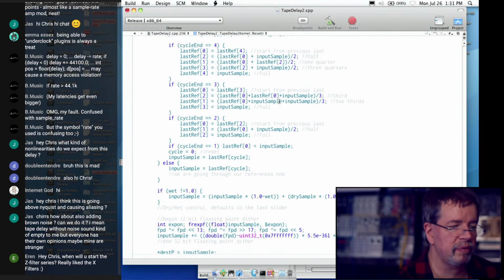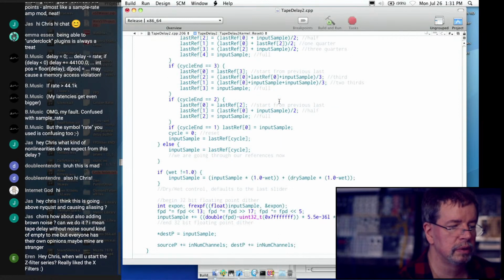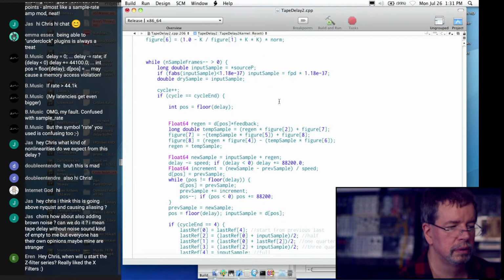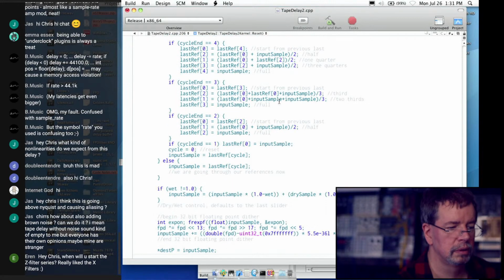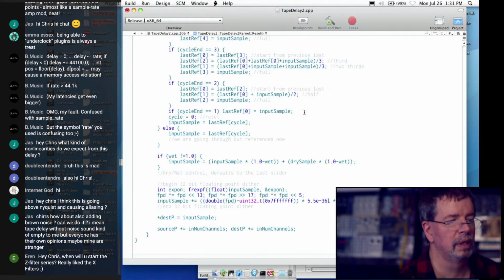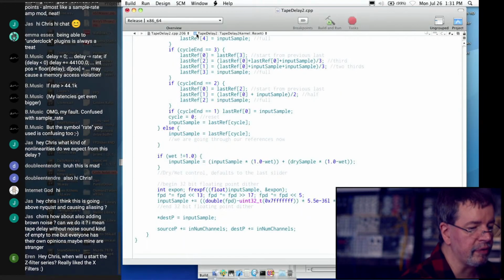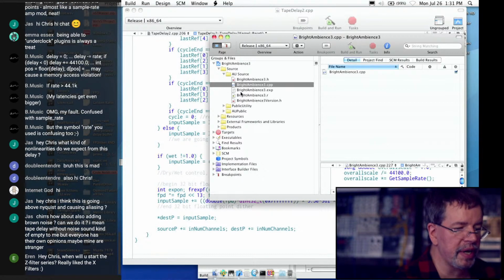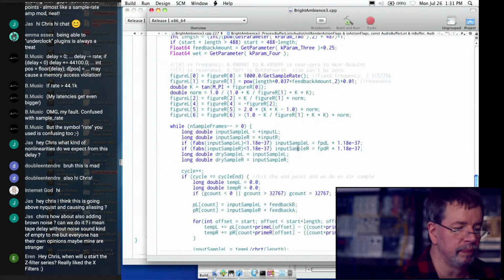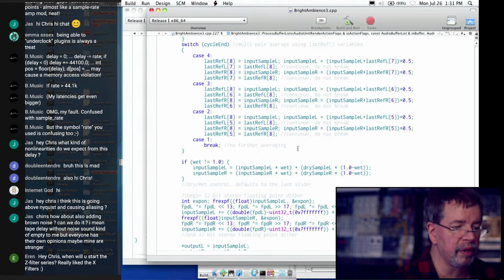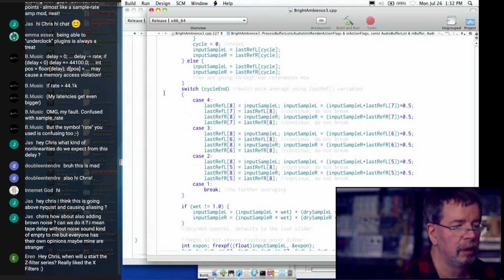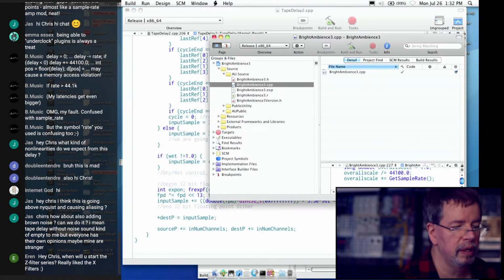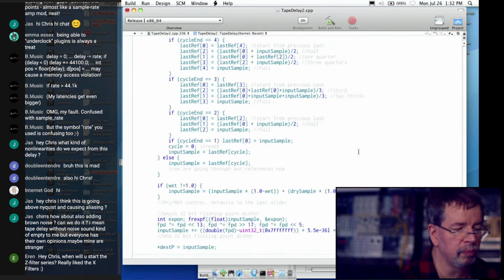Last ref. Do I have last ref in here somewhere? Yes, I do. I want my filtering. I had it from somewhere else. Let's just do it the hard way. I'll take it from bright ambience. I don't know why it's not in the other one. But I've got everything else dealt with. So this is just going to be cumbersome. Cumbersome, but tolerable, I hope.